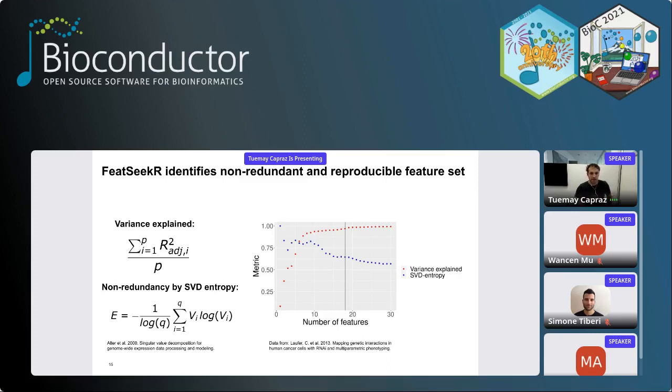And here we're using SVD entropy, which was already previously used as a metric for feature selection. And it's based on the entropy of the normalized singular values when doing a singular value decomposition on the feature subset that you selected. An entropy of one says that the variance is equally distributed along your data set, and an entropy of zero would be that basically your feature subset is of rank one and very redundant.